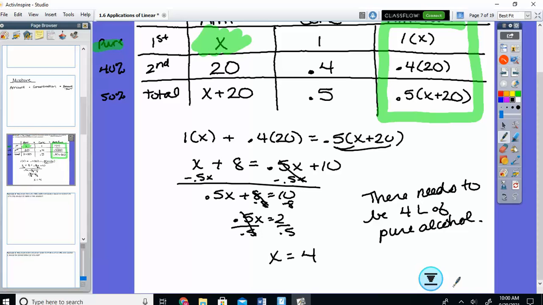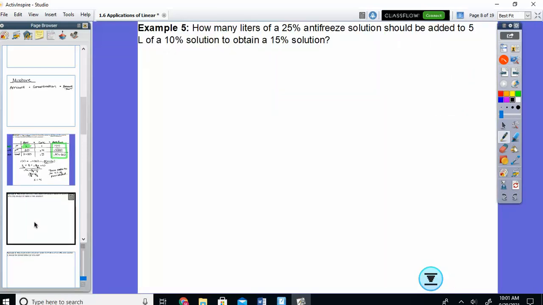Let's do another one. The setup is going to be the same every time. How many liters of 25% antifreeze should be added to 5 liters of a 10% solution to obtain a 15% solution?